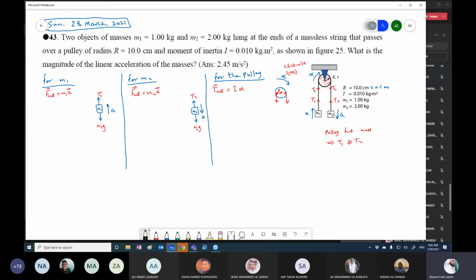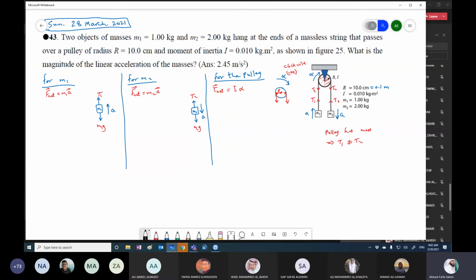Here we have two objects. M1 is 1 kg, M2 is 2 kg, which means the acceleration will be to the right or clockwise. They hang at the ends of a massless string that passes over a pulley. Radius is 10 centimeters and moment of inertia is 0.01 kilogram meter square, as shown in the figure. What is the magnitude of the linear acceleration of the masses?